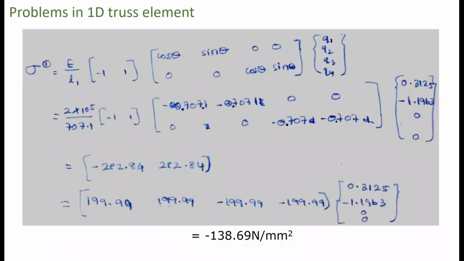Multiplying these values, we get 199.99, minus 199.99, minus 199.99, into 0.3125, minus 1.1963, 0, 0. After multiplying, 199.99 into 0.3125, 199.99 into minus 1.1963, minus 199.99 into 0, minus 199.99 into 0, the final value will be minus 138.69 Newton per mm square. The stress at element 1 will be minus 138.69 Newton per mm square.